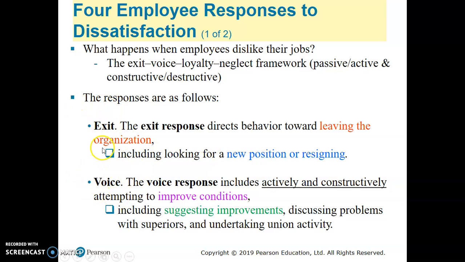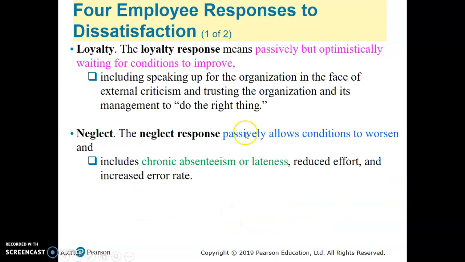This is one way, just leave. This one is they didn't resign, they just voice their opinion on how to overcome the problem and so on. Next is loyalty. That means even though they're dissatisfied with the organization, they stay loyal and they're just optimistic. They just hope that everything will turn out well, I mean, everything will be overcome. So here loyalty is they just wait passively, they don't do anything, but they feel optimistic. They are still positive toward the organization.